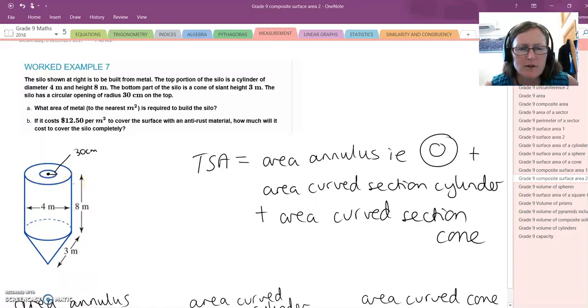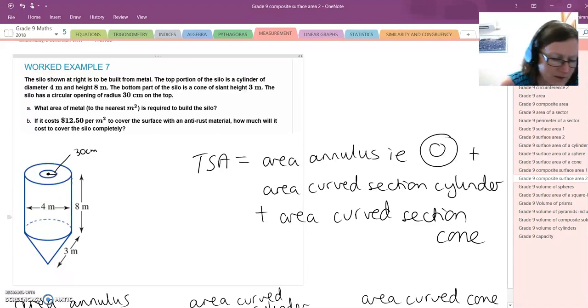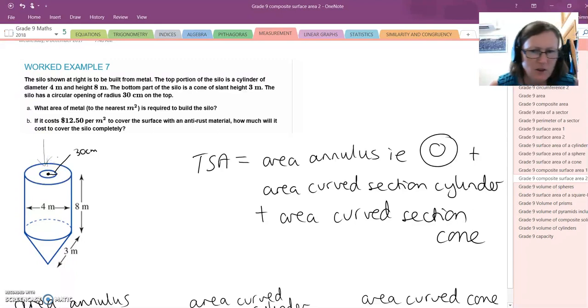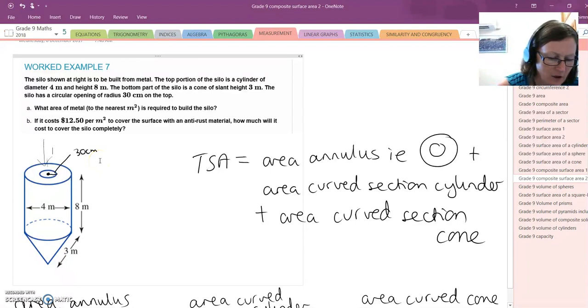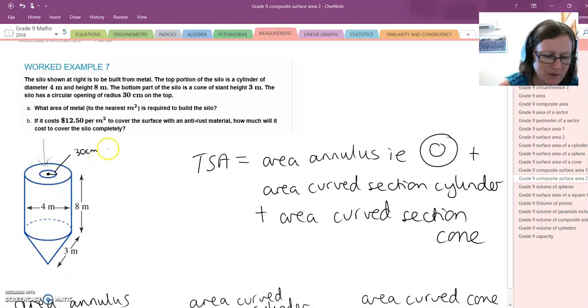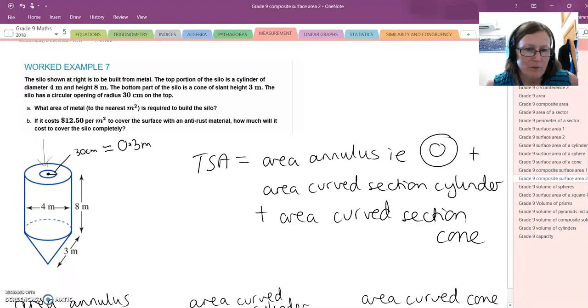The bottom part of the silo is a cone. The slant height is 3. The silo has a circular opening, which we can see here, and the circular opening has a radius of 30 centimetres. Now I can automatically see that everything else is in metres, so let's change that to 0.3 metres. 30 centimetres is 0.3 metres. What area of metal is required to build the silo?